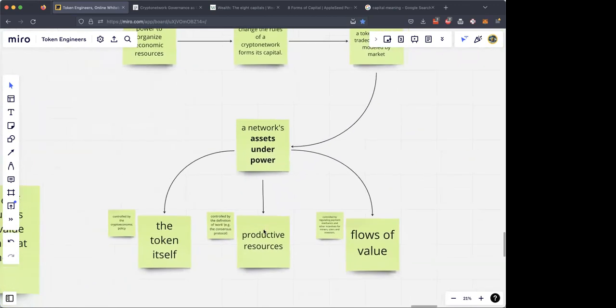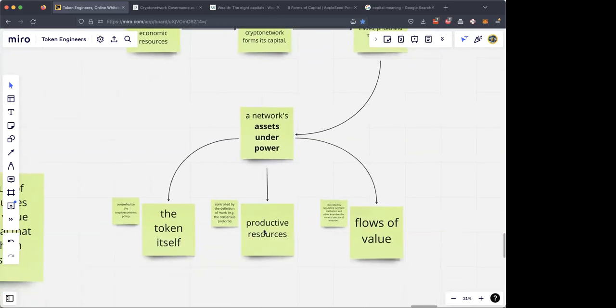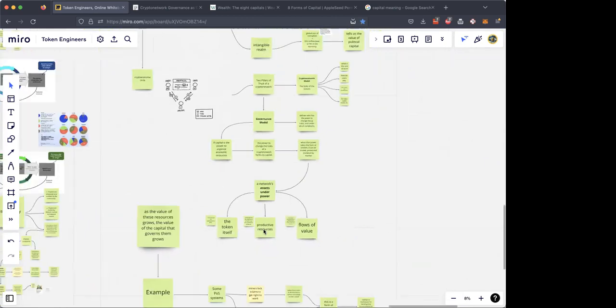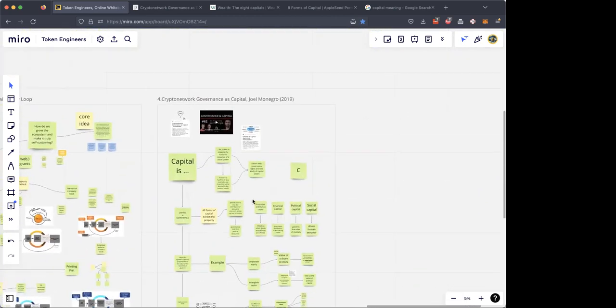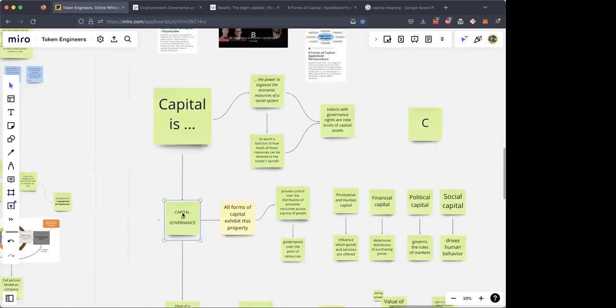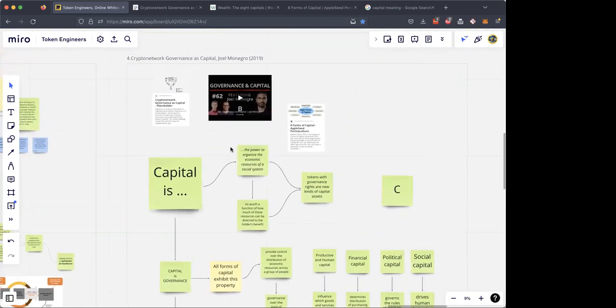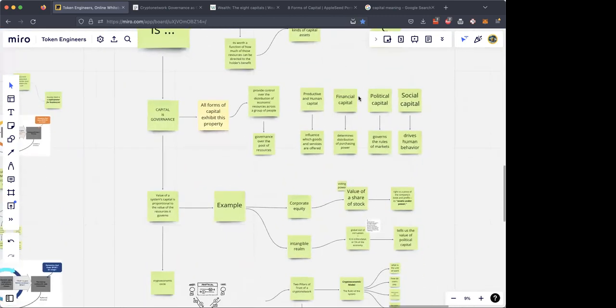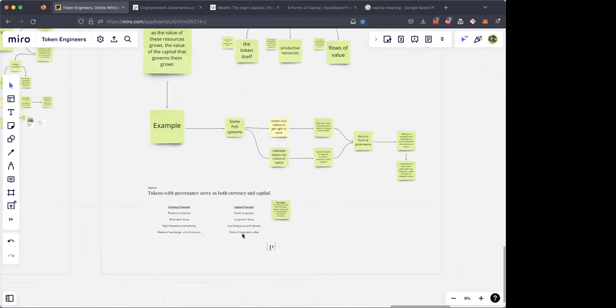And this connects back to assets under power. I'm kind of blanking out on what this article was mostly about, but the general idea of capital being equal to governance is a very interesting idea. And there's this entire Bankless episode, if you want to jump into that, where he talks about this idea. Yeah, we'll surely put that one on play.